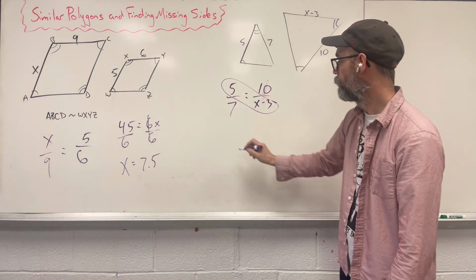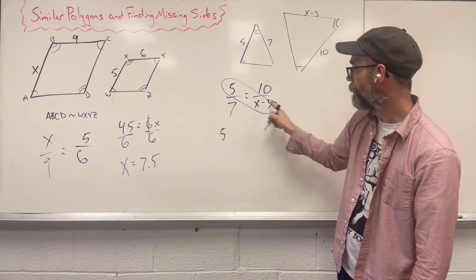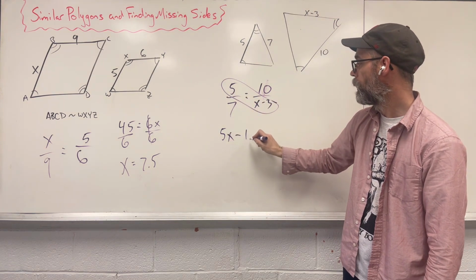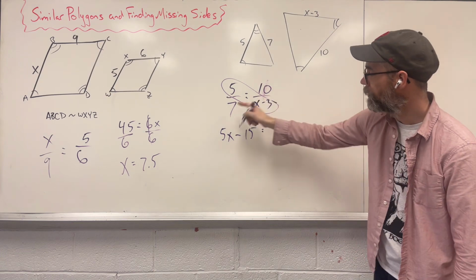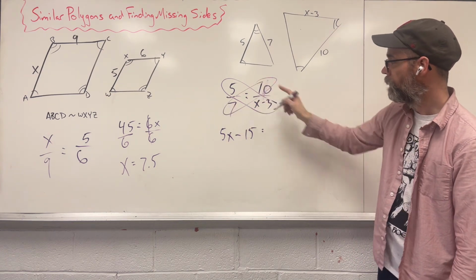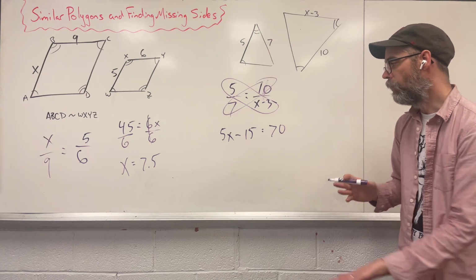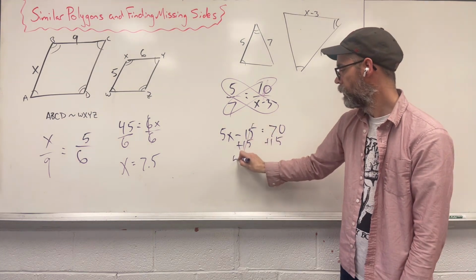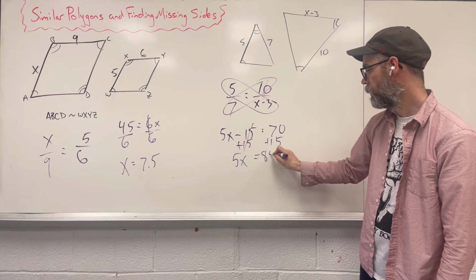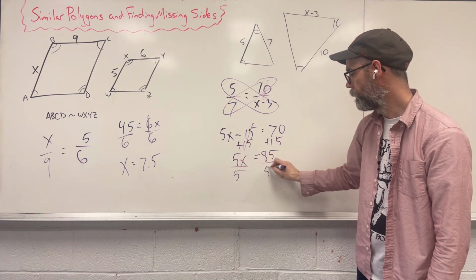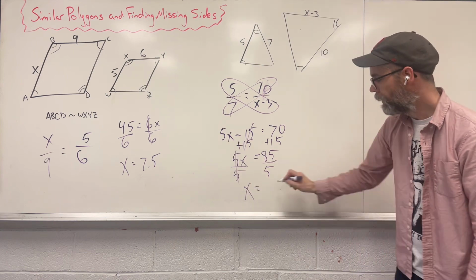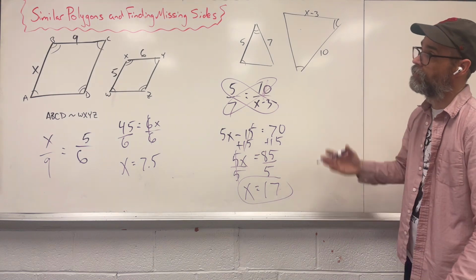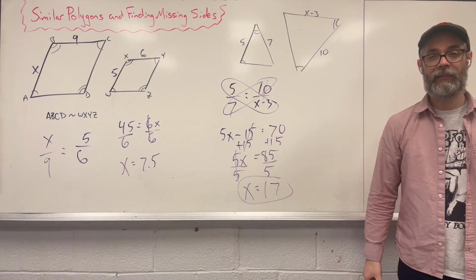So let's do this. We'll say 5 times this whole group, so 5 times x is 5x. 5 times negative 3 gives us negative 15. And then on the other side, 7 times 10 gives us 70. Now, let's move that 15, so we add 15, rewrite, divide by 5, cross out, and our x is left to be 17. And that's setting up proportions to find missing sides in similar polygons.